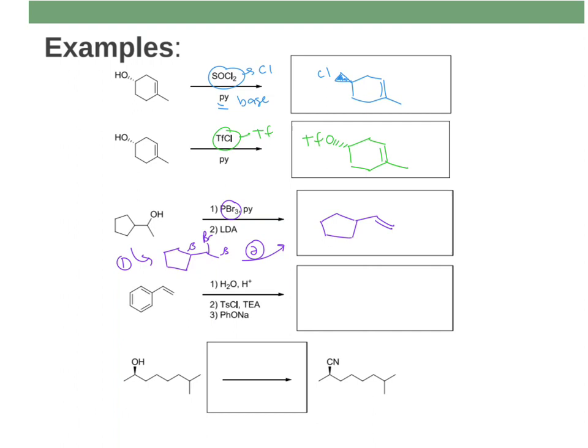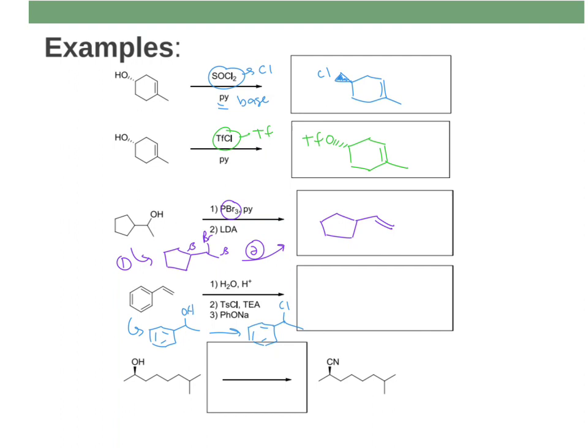For the fourth one, I'm just adding water and acid. So that should be the Markovnikov addition of water. So that would give me an alcohol here. Step two is going to turn that into a chloride. And I don't see any stereochemistry here, so I'm not going to bother showing any stereochemistry. Technically, this should just be a mixture of enantiomers.